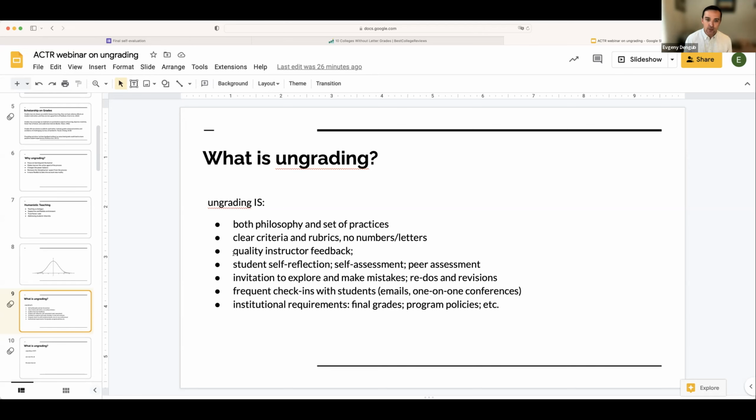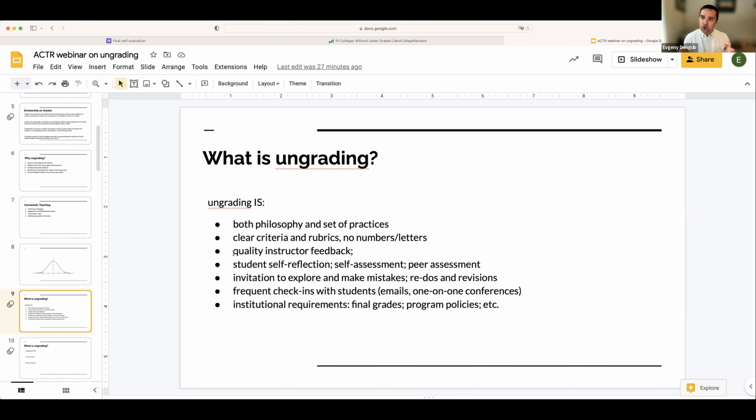And it's an invitation to explore and make mistakes. Students are encouraged to do redos and revisions so that they learn the material. We like to do frequent check-ins with students by emails and one-on-one conferences, and it still conforms to institutional requirements. In all these places I taught at, we would still have to give a final grade. So final grades are a thing, but none of what I did violated, and most likely it won't violate in your program, any policies or rules.